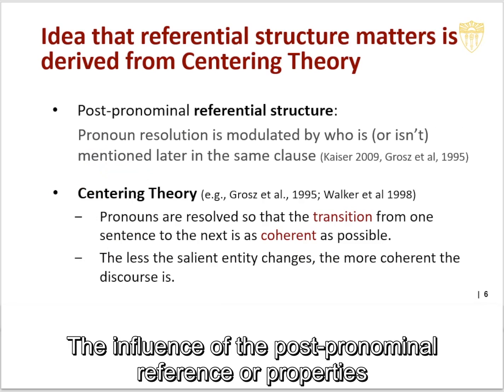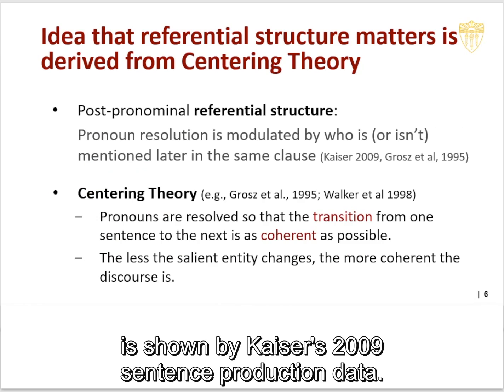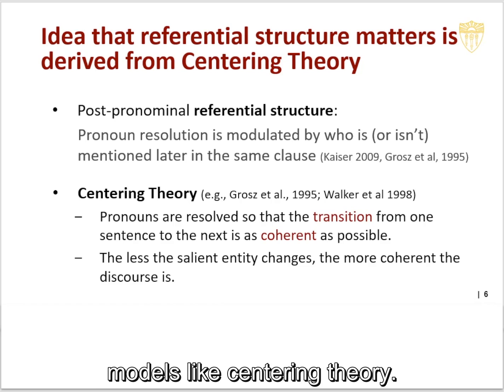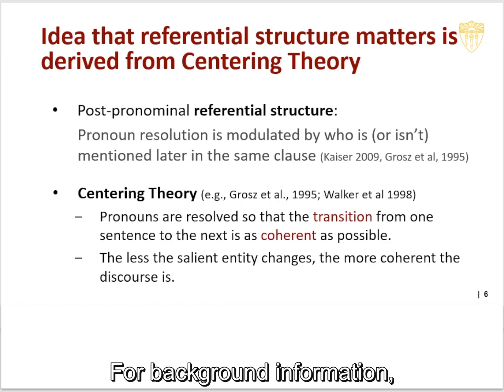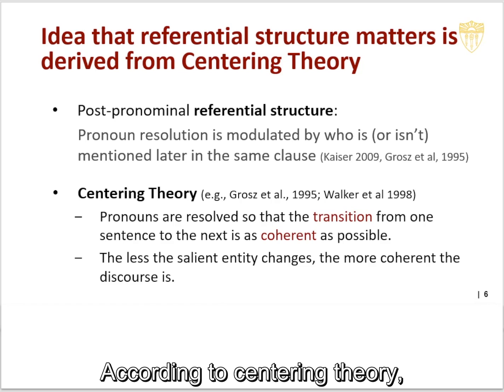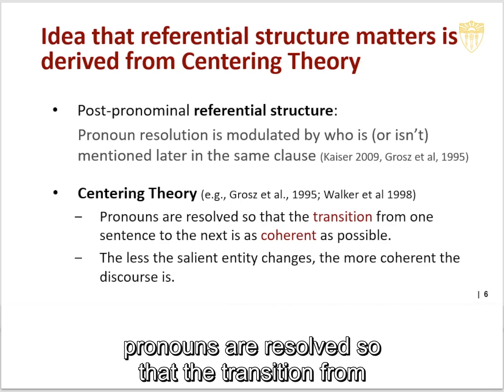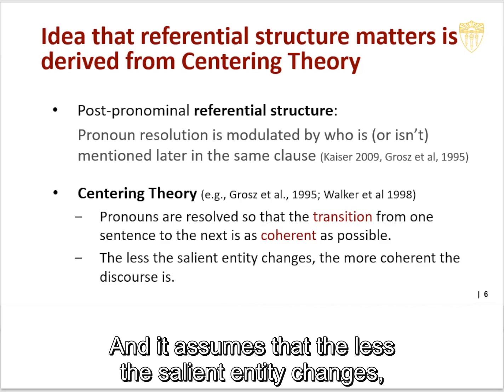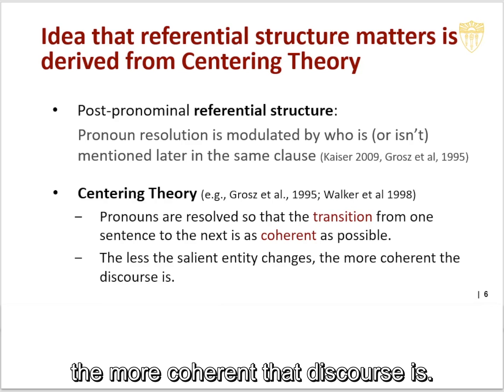The influence of the post-pronominal referential properties is shown by Kaiser's 2009 sentence production data, and theoretically, it is predicted by discourse-based models like centering theory. For background information, let me briefly explain the key intuition of centering theory. According to centering theory, pronouns are resolved so that the transition from one sentence to the next is as coherent as possible, and it assumes that the less the salient entity changes, the more coherent the discourse is.